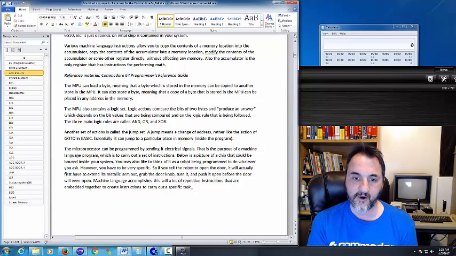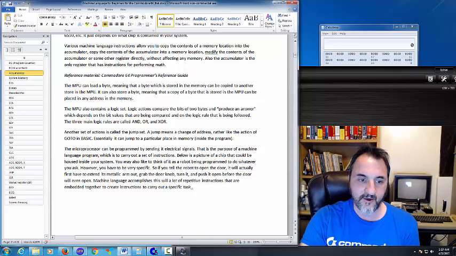So if you tell the robot to open the door, it will first have to extend its metallic arm out. It will have to walk over to the door, grab the doorknob, turn it, and push it before the door will even open. So you see the series of steps there. There's a series of steps the robot has to take just to get that door open. And the same thing is with machine language. You have to break it down in steps. Machine language accomplishes this with a lot of repetitive instructions that are embedded together to carry out a specific task.